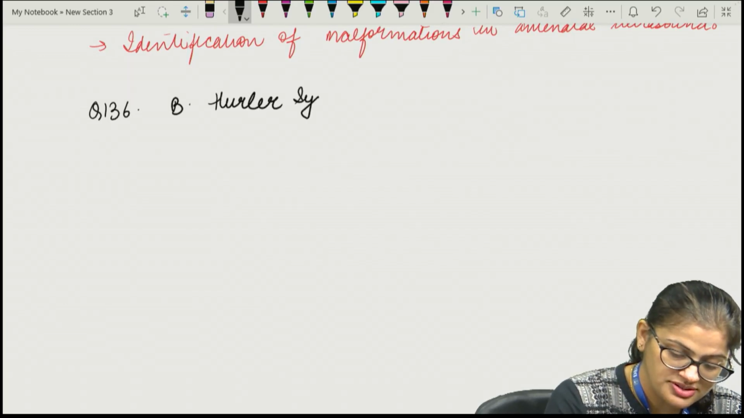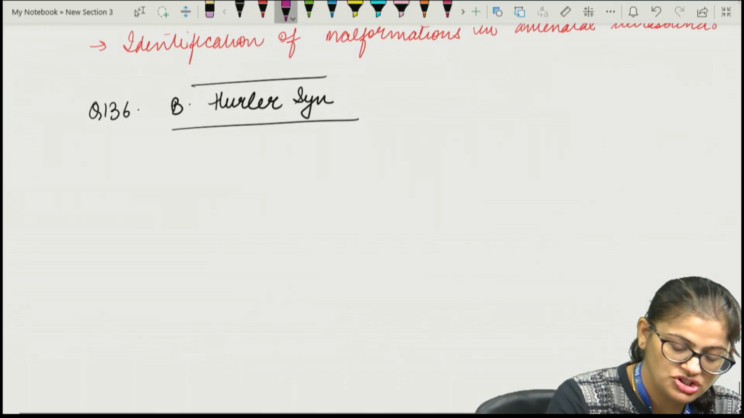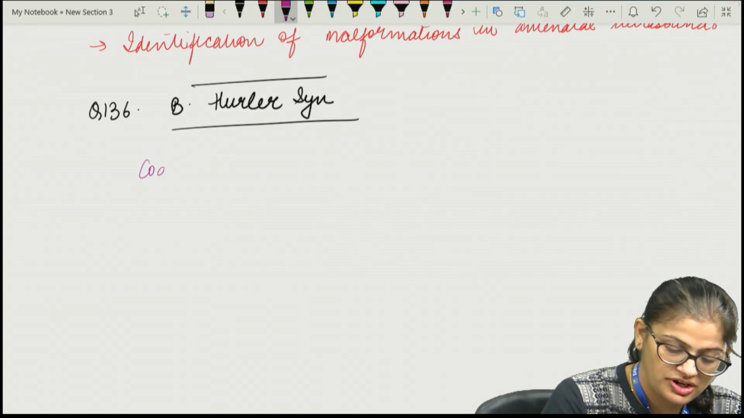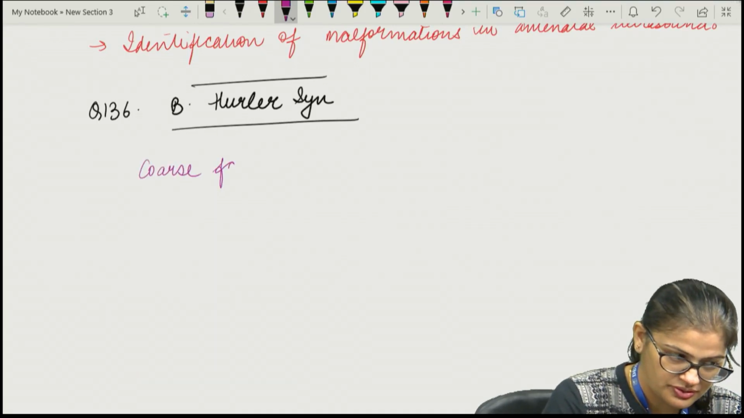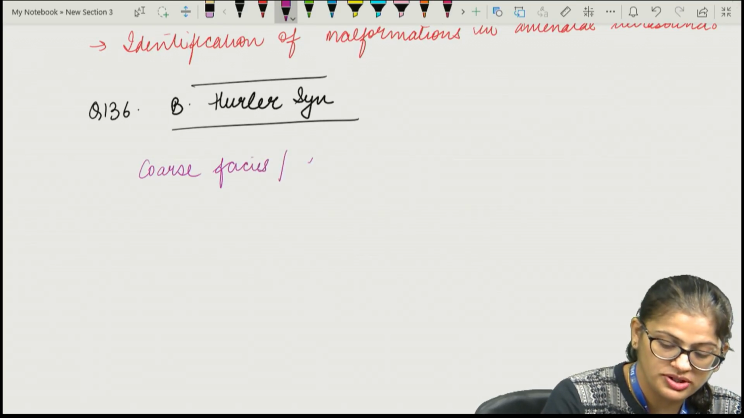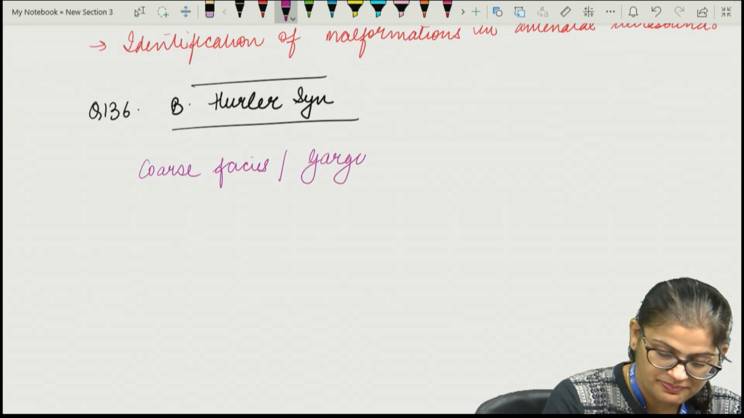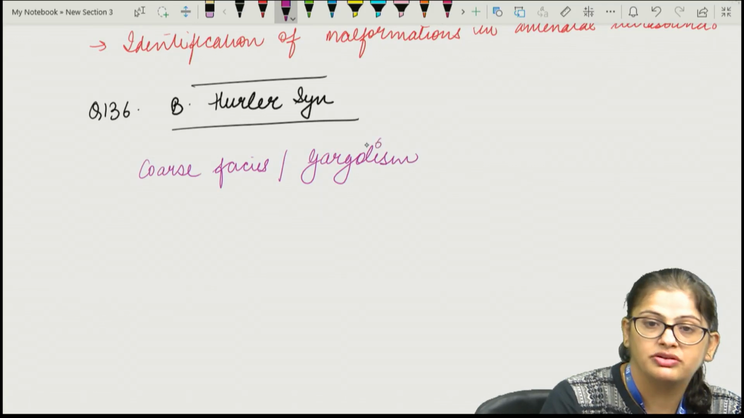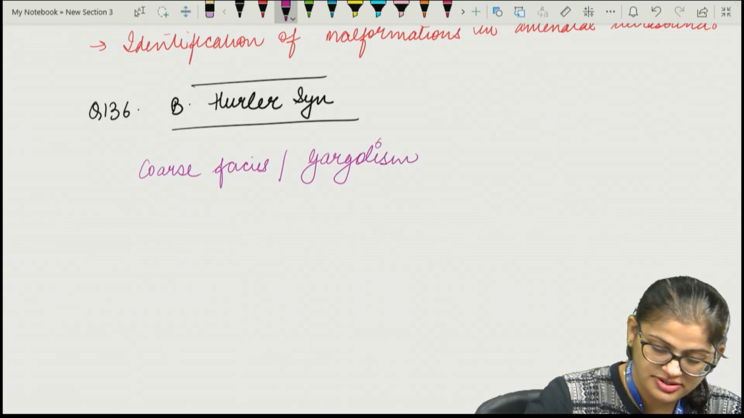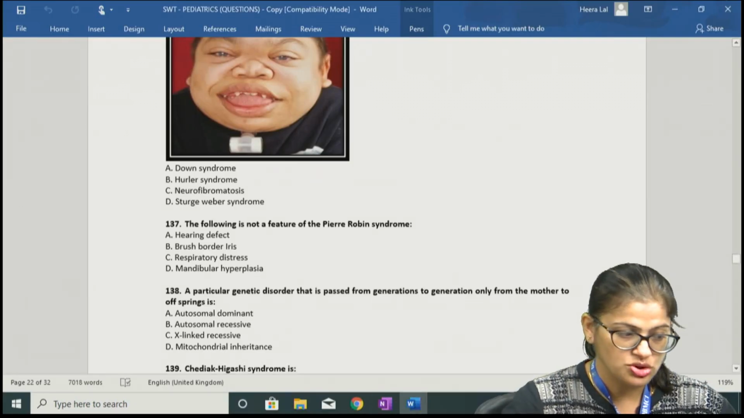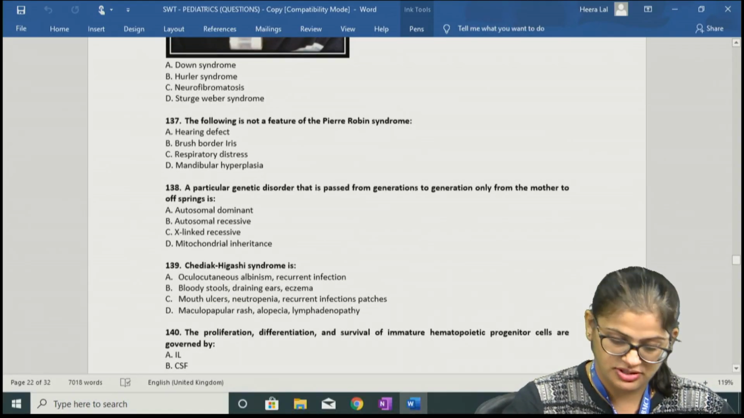So you saw in this image that the child had coarse facies or features of gargoylism, which, amongst the choices that were given to you, are present in Hurler's syndrome, which also has mental retardation and joint stiffness.